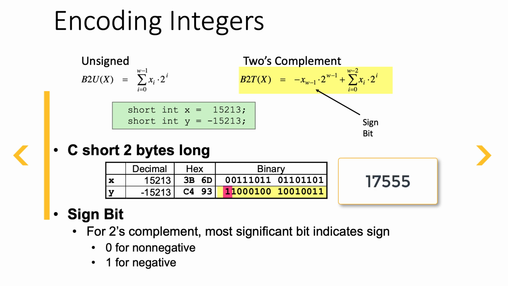17,555. But remember, that most significant digit has a negative weight. So there's a 1 in that I equals 15 place. When we multiply that by 2 to the 15, what we get there is 32,768. But remember, that's a negative value. So when we take 17,555 and subtract 32,768 from it, we end up with our negative 15,213.